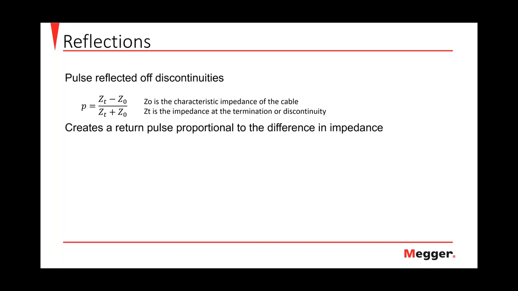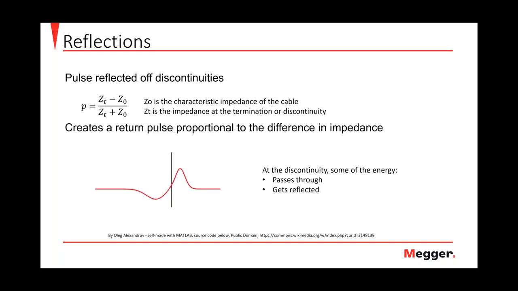What it does is it creates a return. It reflects some of that pulse, which is proportional to the change of the impedance. And what it does is it essentially creates this effect. This is the pulse traveling through the cable. It hits this impedance change, this discontinuity, and some of the energy is reflected back at the TDR. The rest of the energy continues on.